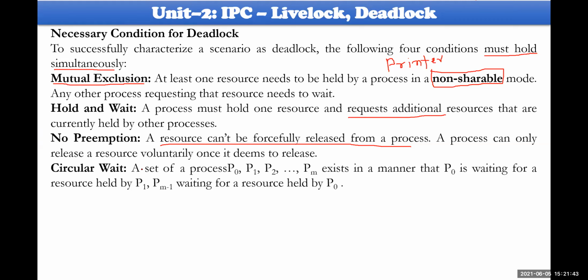Circular wait. So P0, P1, P2 and so on, Pn processes are there, and P0 is waiting for a resource held by P1, and so on and so forth. Pn minus 1 is waiting for a resource held by Pn, and Pn is waiting for a resource held by P0.